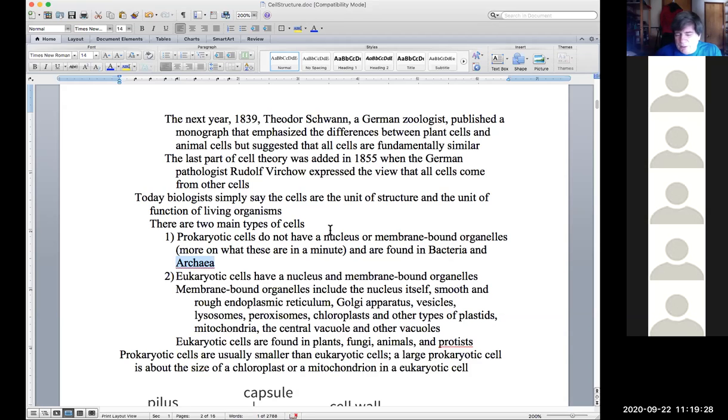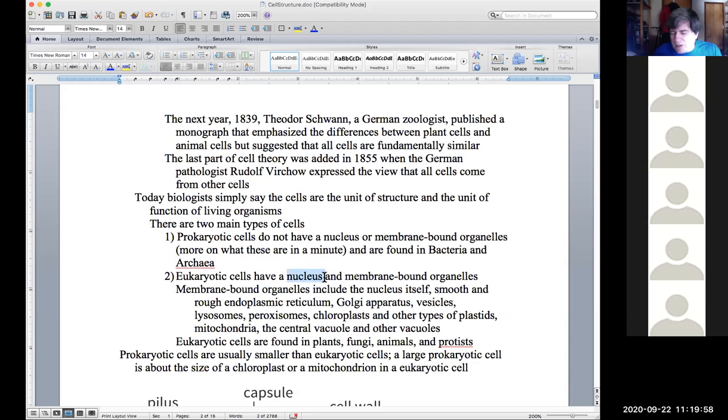Their cells are similar. However, in recent years, when our techniques have improved and we can study not just cells, but we can study chemistry, it turns out that some of the metabolism that goes on in archaea is very different than some of the metabolism in bacteria. So for that reason, archaea are put in their own separate group now.